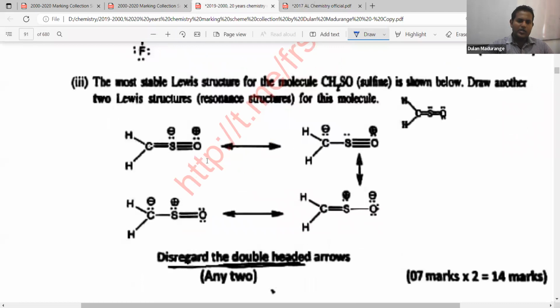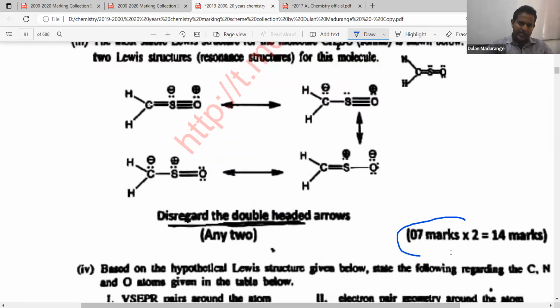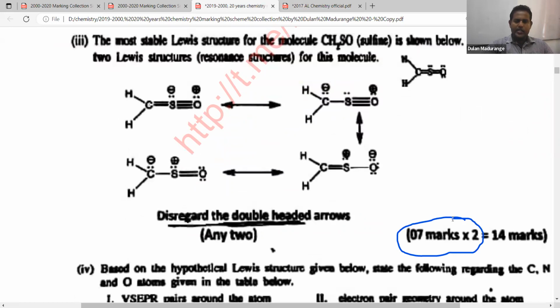Between S and O, you can have a triple bond, and then between carbon and sulfur, this one and this one. Okay, so there are 4 structures. Then they're asking for only 2 structures. 7 into 2, 14 marks.